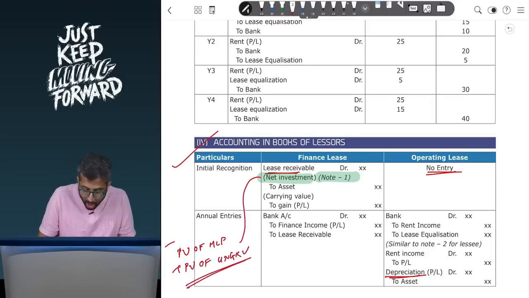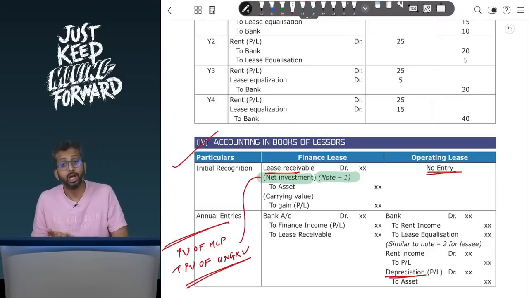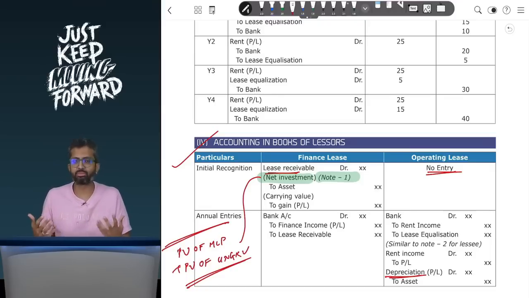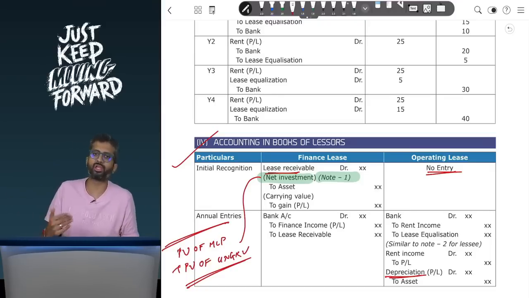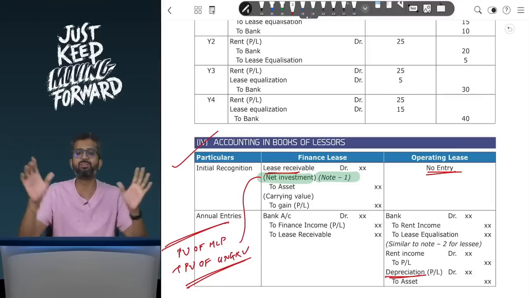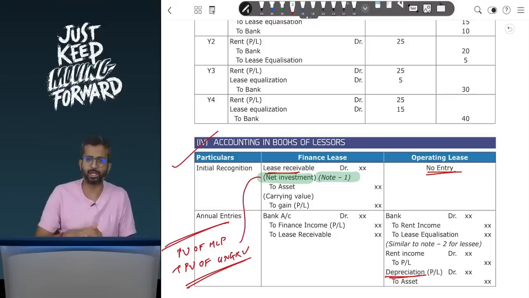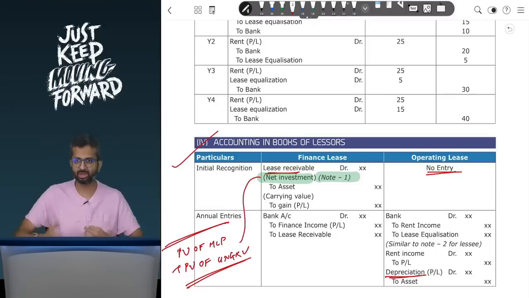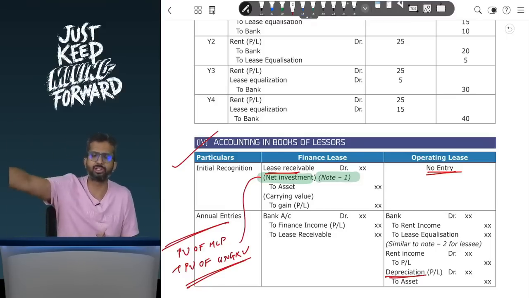Sir, why? Because if you are in the books of the lessor, you will not take any random discount rate. Your discount rate will be the IRR, and IRR is a rate where PVCO equals PVCI. And when you calculate PVCI in capital budgeting, you don't just take the cash flows, you also take the salvage value, whether guaranteed or not.